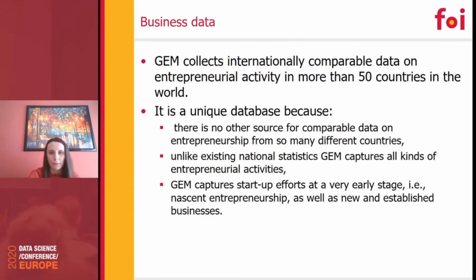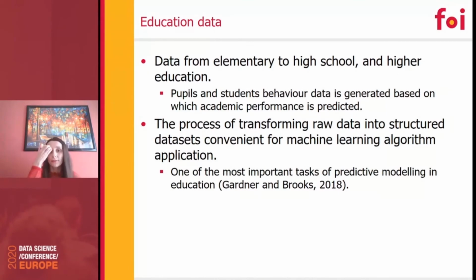Just a few words about the GEM database. GEM collects internationally comparable data on entrepreneurial activity in more than 50 countries in the world. This database is really unique because there is no other source of comparable data on entrepreneurship from so many countries. And unlike existing statistics from the national levels, the GEM database captures all kinds of entrepreneurial activities, including startup efforts at a very early stage of their work, as well as new and established businesses, which is also an advantage. In the education field, there are data from elementary to high school and to higher education, and students' data is generated, and based on this data, academic performance could be predicted, which is valuable for all levels: for the students, for the teachers, and for the management of the institutions.